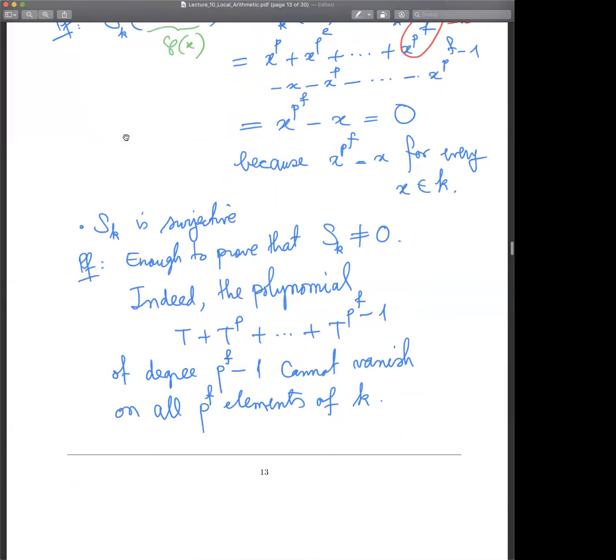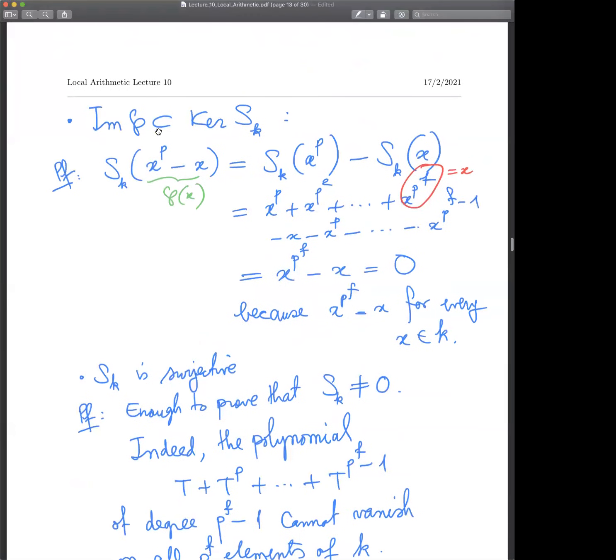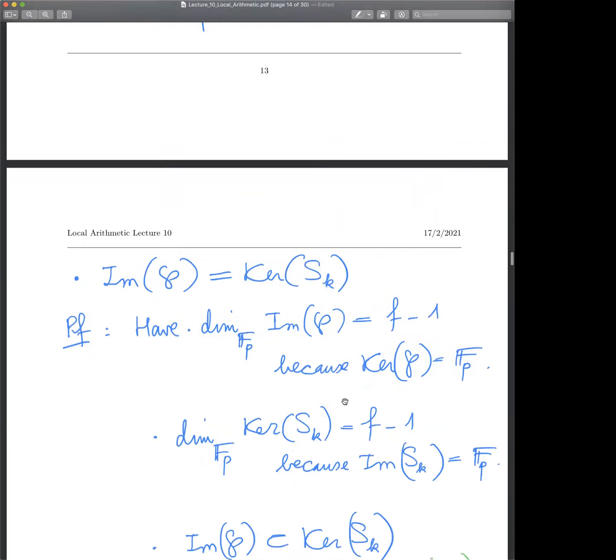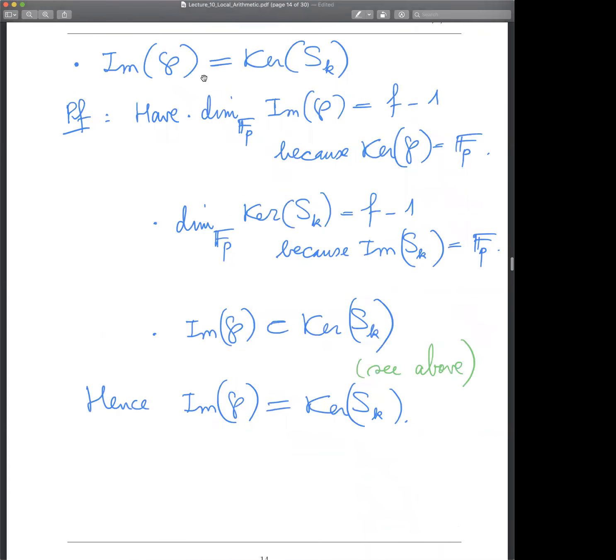Now, I'd only proved this inclusion. The image of P is contained in this. Let me now show that they are actually equal. These two subspaces are actually equal. So, what was the dimension of the image of P? Now, P is a map from K to K, and its kernel is of dimension 1. So its image will have dimension f minus 1, right?